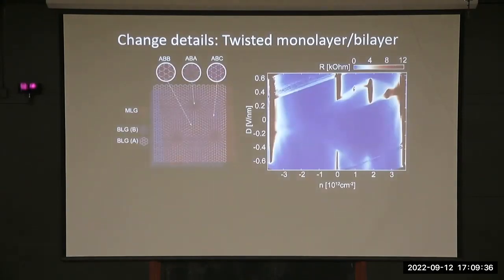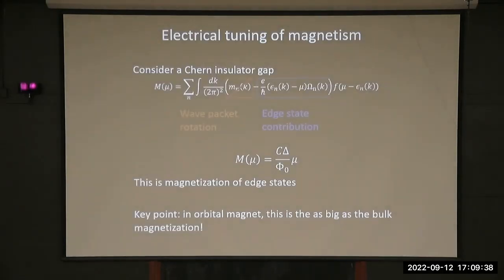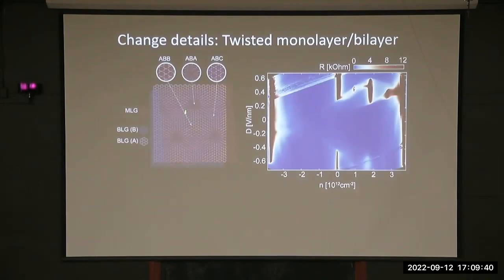So let me illustrate what that means and what that allows you to do. To do that, I have to change some details. You had to sort of swim around in this space of different layers you can twist on top of each other to find the right experimental system where this can work. It turns out it works in a system called twisted, it's a monolayer twisted on a bilayer. Turns out to be the sort of right system to do this.